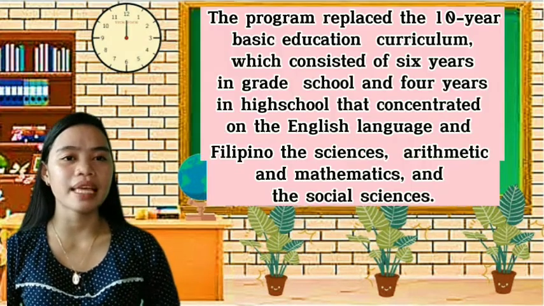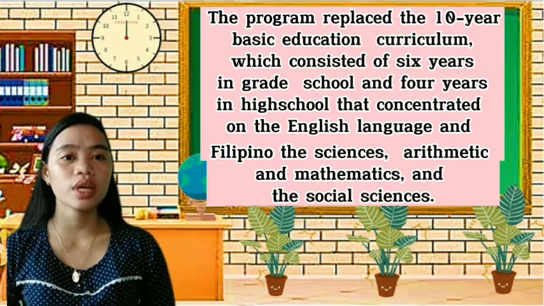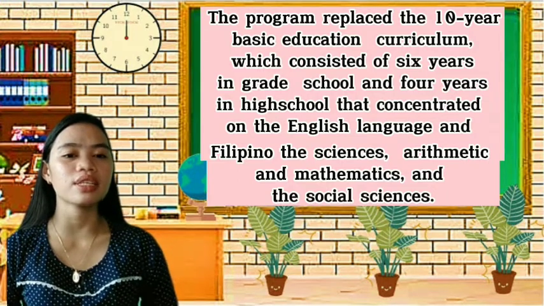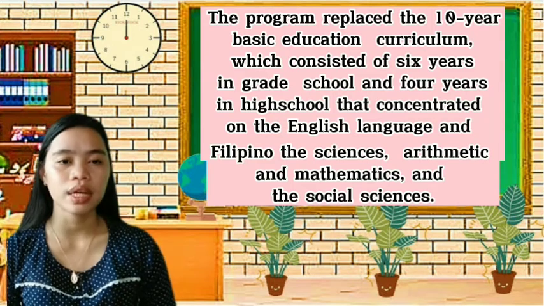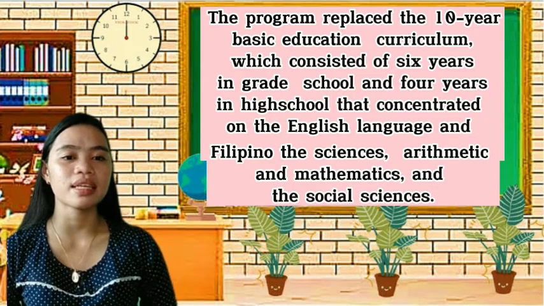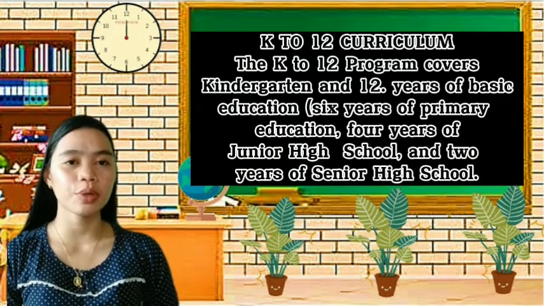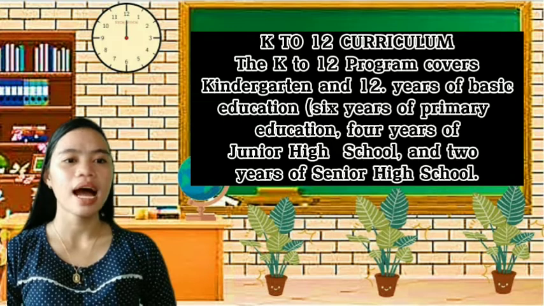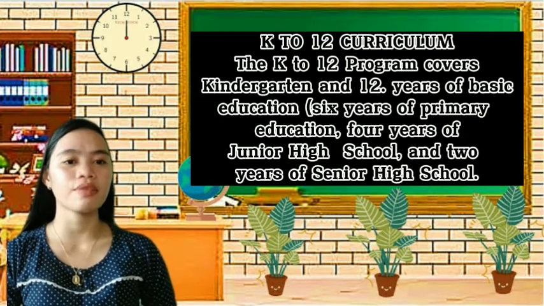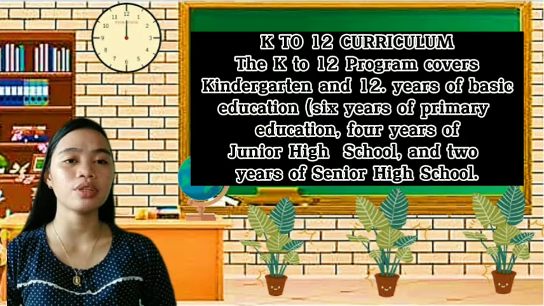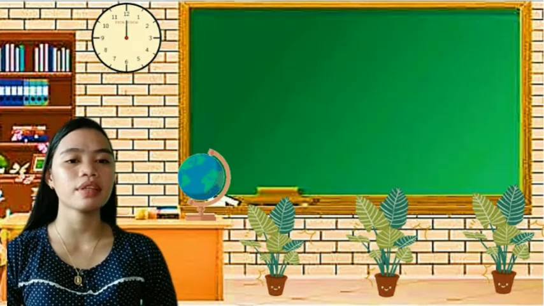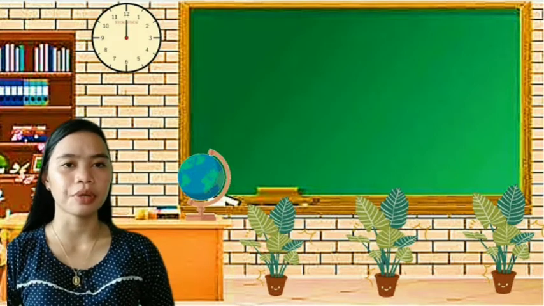The program replaced the 10-year basic education curriculum, which consisted of 6 years in grade school and 4 years in high school that concentrated on the English language and Filipino, the sciences, arithmetic and mathematics, and the social sciences. So the K-12 program covers kindergarten and 12 years of basic education: 6 years of primary education, 4 years of junior high school, and 2 years of senior high school, to provide sufficient time for mastery of concepts and skills, develop lifelong learners, and prepare graduates for tertiary education, middle level skills development, employment, and entrepreneurship.